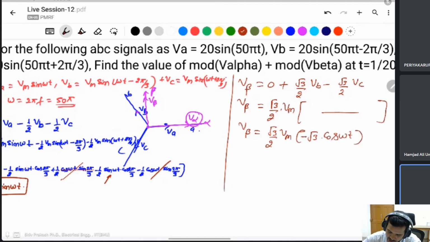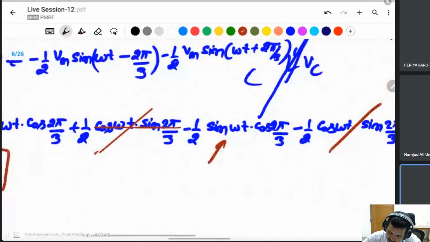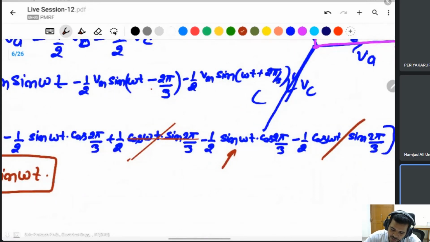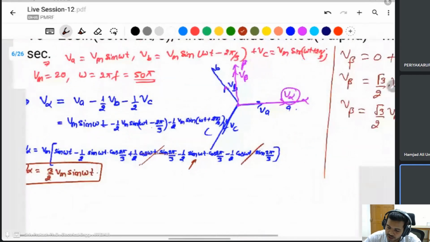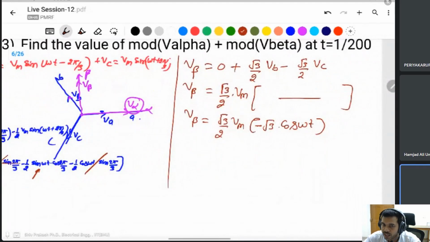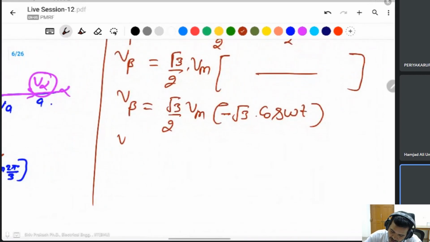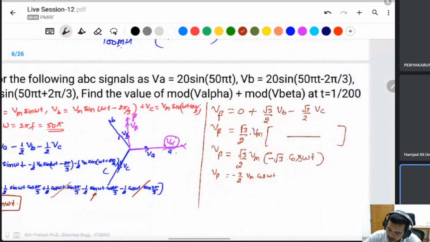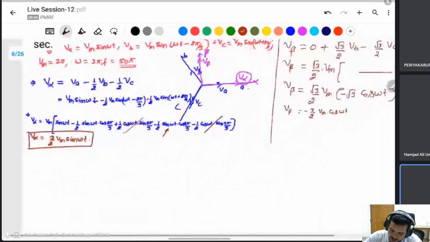The sine value cancels out here because you can see this is the negative, this is the positive value, but here is the positive. We take a negative common, then this is a positive value, that's why the sine value cancels out. If here is the negative, then the negative value will remain and the positive value will cancel out, that's why cos is remaining negative. That's why V beta is equal to minus 3 by 2 Vm cos omega t.